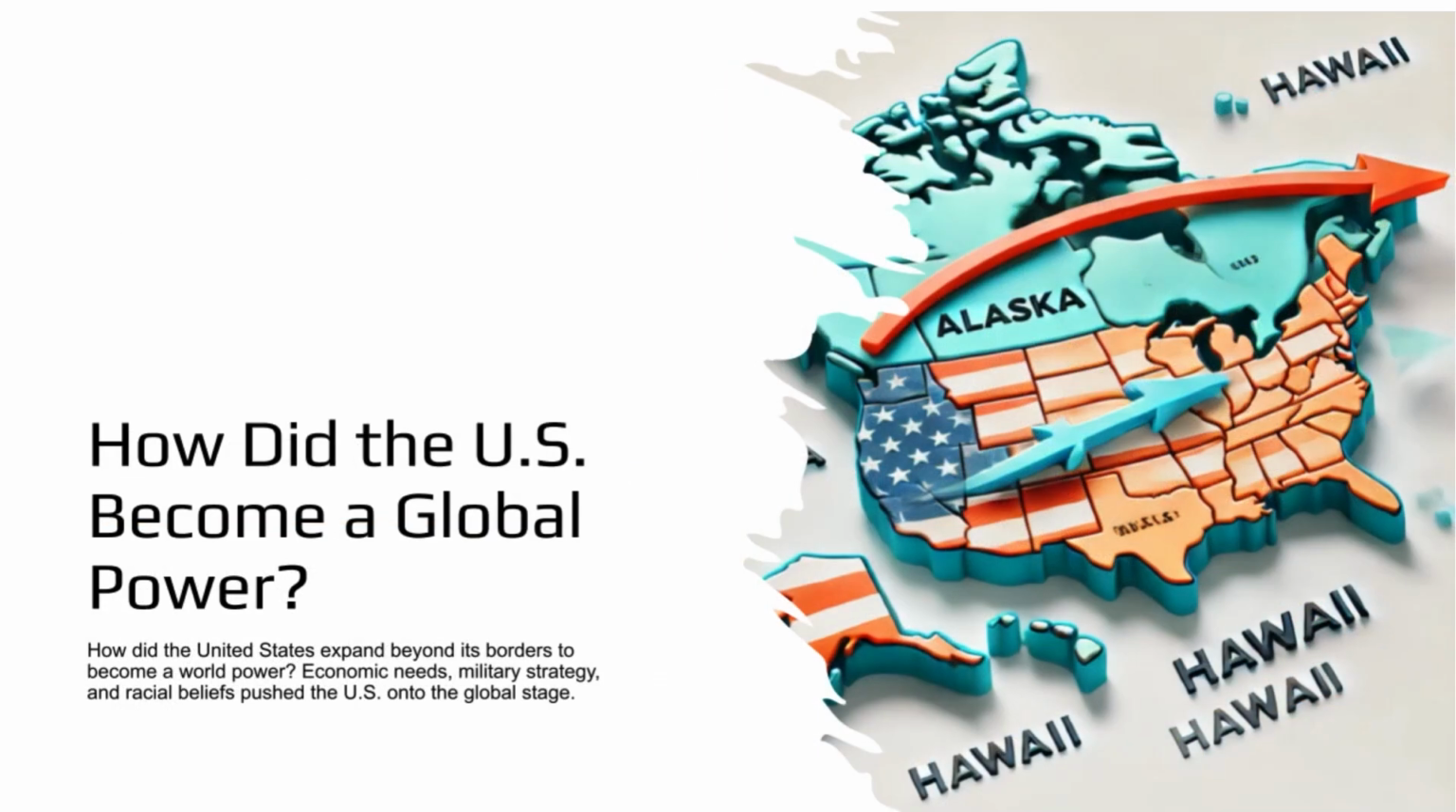Today, we're diving into how economic pressures, strategic ambitions, and even racial ideologies shaped U.S. foreign policy in the late 1800s. You'll learn about key events from the purchase of Alaska, once mocked as Seward's Folly, to the overthrow of Queen Liliuokalani in Hawaii. Let's begin.